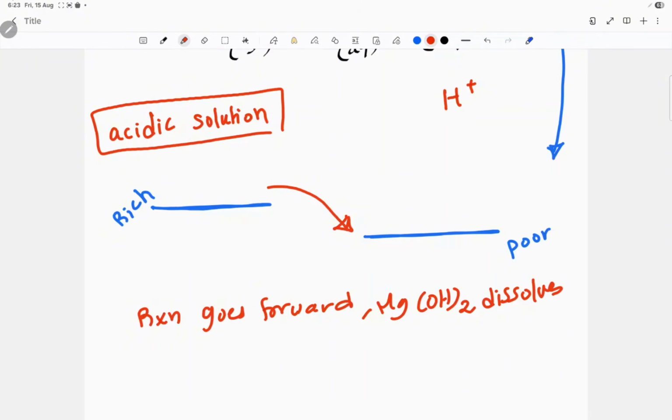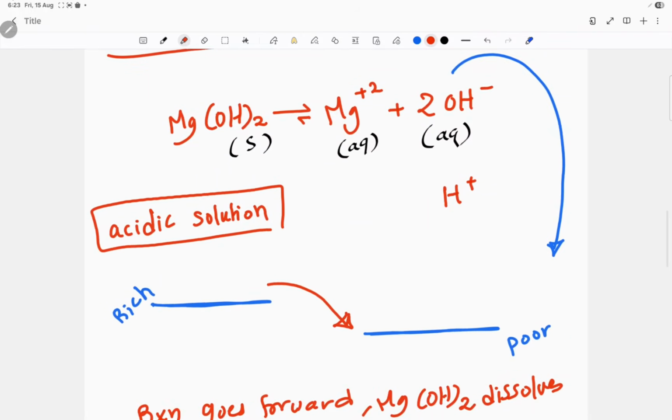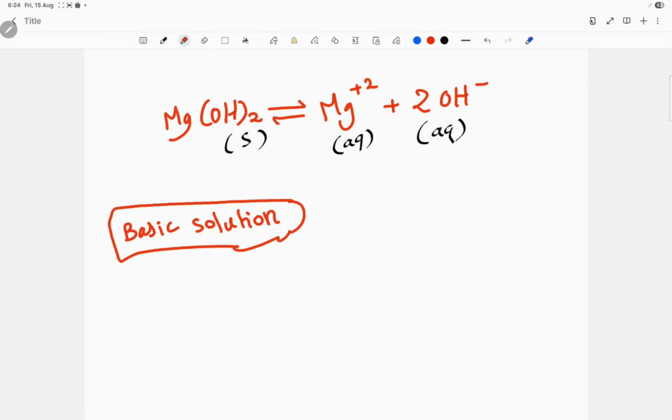Good? Yeah. Now, that's called shifting of the reaction. Let's try it again now using a basic solution. Let's take the same reaction and put it in a basic solution, which basically means lots of OH negative.